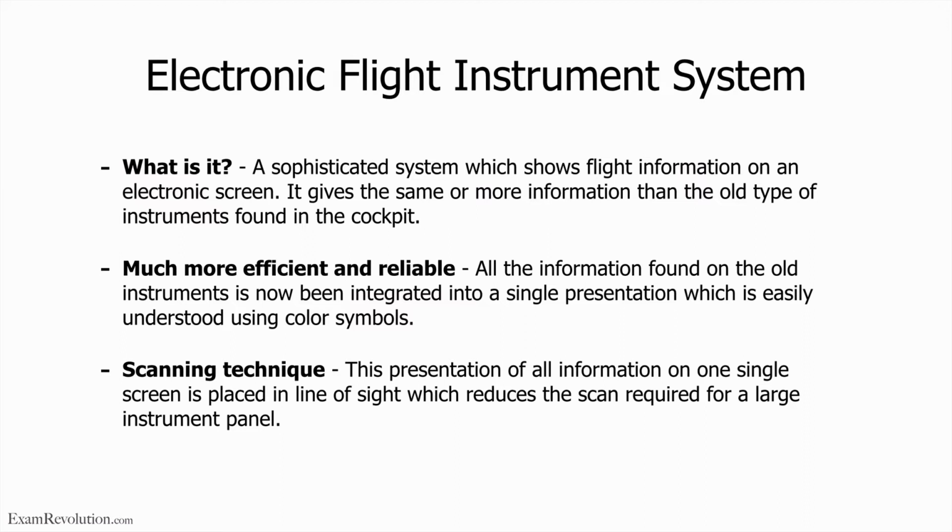It helps the pilot a lot with his scanning technique, obviously, as you can imagine, right? So this presentation of all information on one single screen is placed in line of sight, which reduces the scan required for a large instrument panel. So instead of having a huge instrument panel, with all your different RPM parameters and your oil temperatures and oil pressures and all these things scattered all over the cockpit, now it's all integrated basically into one screen.